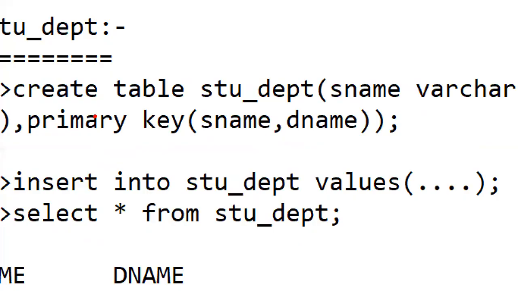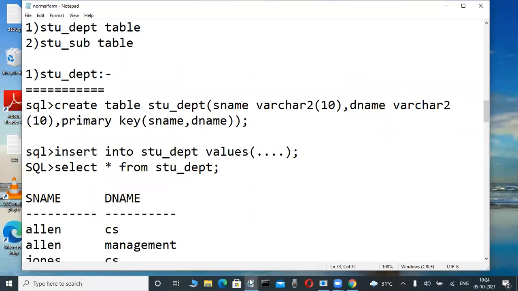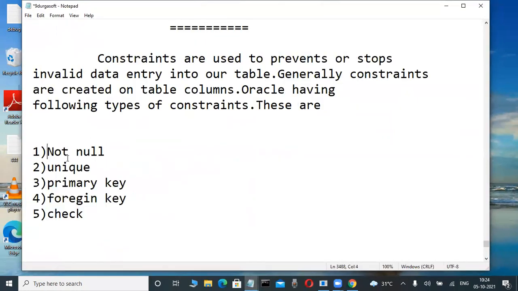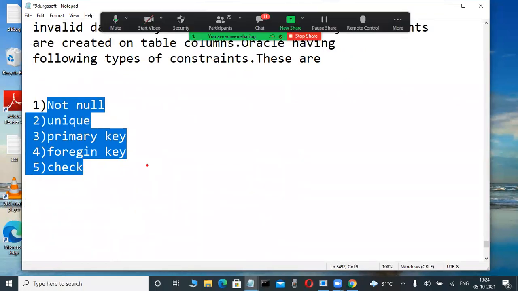Column level means not working only. Combination of columns is a what? A single primary key. That's why in all relational database systems worldwide, 5 constraints are there. Okay, fine. But unfortunately, these all 5 constraints are created in 2 ways.